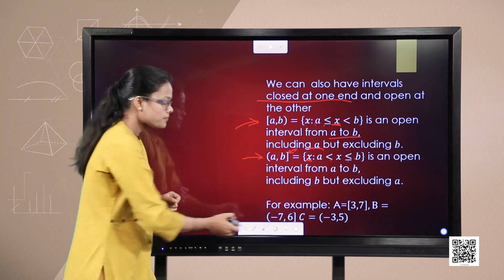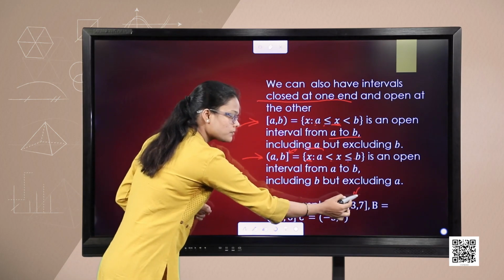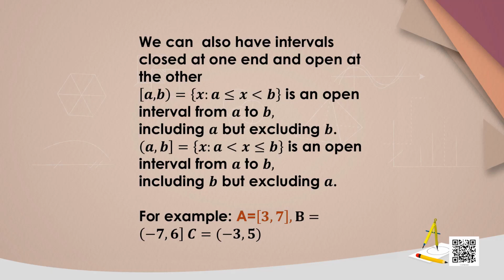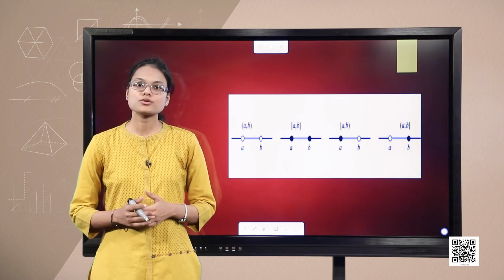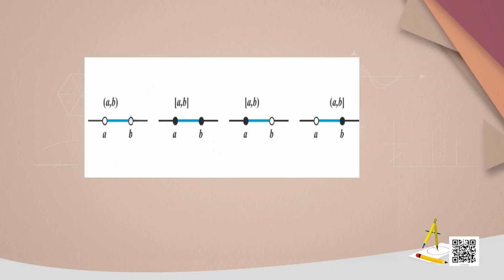See the examples. The set A represents a closed interval, the collection of all those numbers which are lying between 3 and 7, where 3 and 7 are also included. B is an interval of all those numbers which are lying between minus 7 and 6, where 6 is included but minus 7 is not included, and C represents an open interval. Now, let us see pictorially how different intervals are represented.